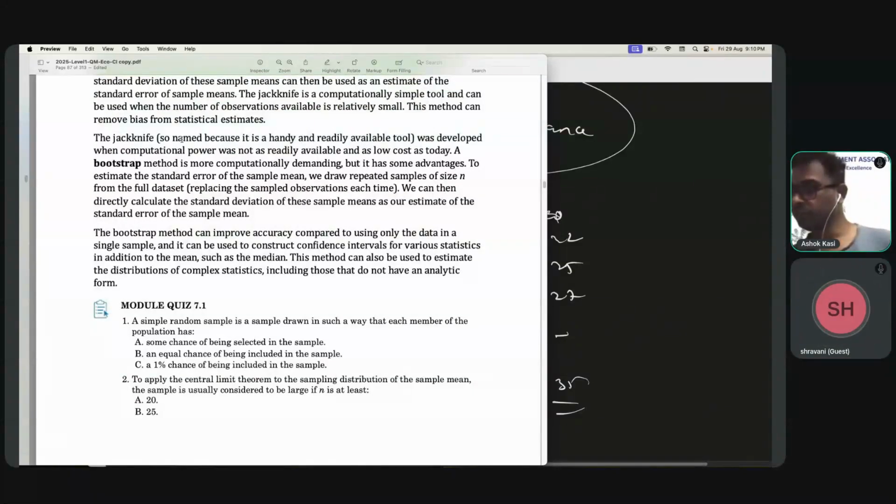So jackknife, so named because it is a handy and readily available tool, was developed when computational power was not readily available and as low cost as today. Okay, a bootstrap method is more computationally demanding, but it has some advantages. So this kind of questions also they have asked.